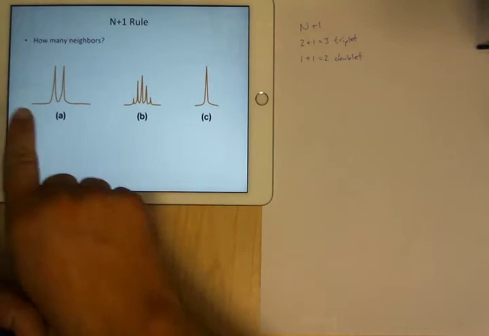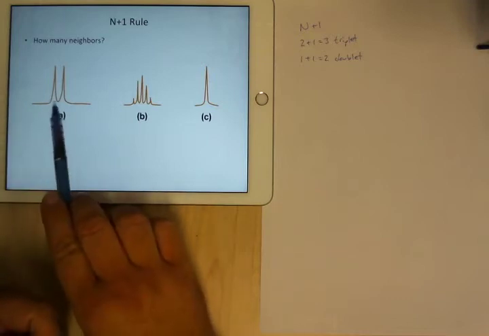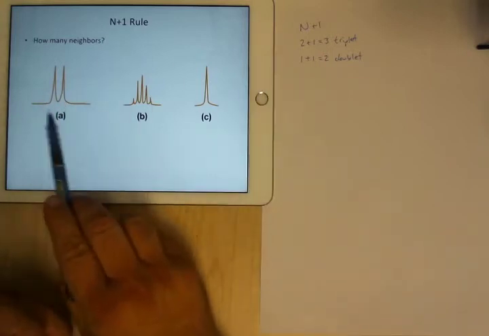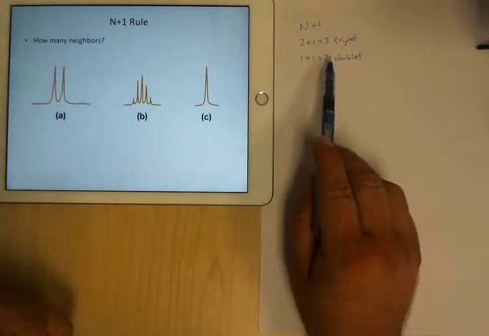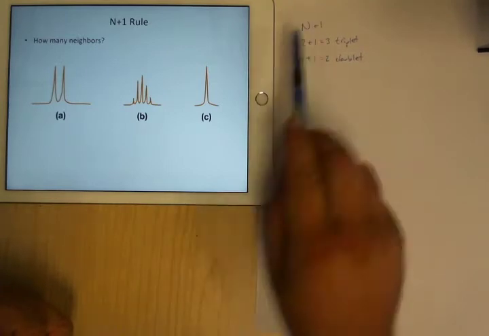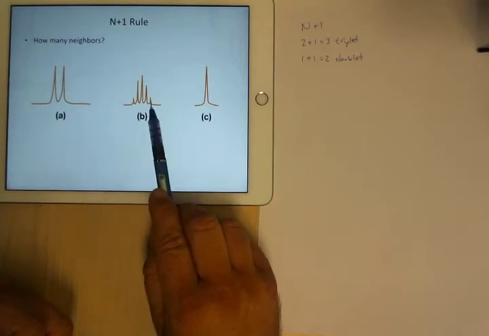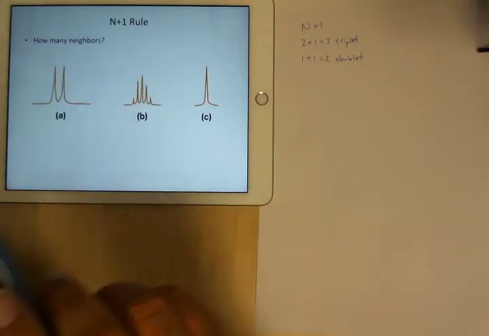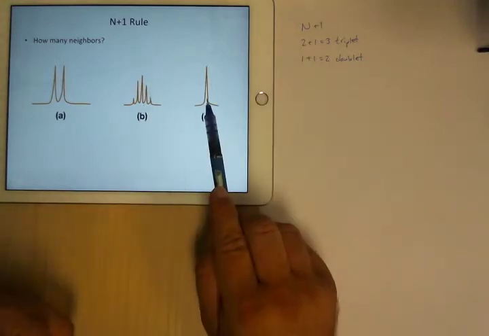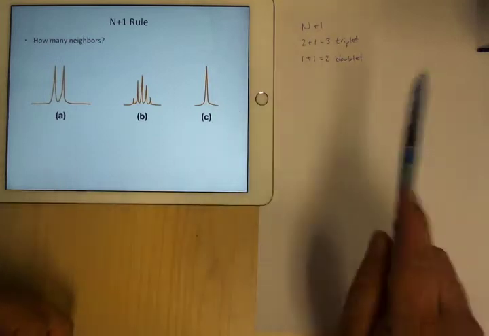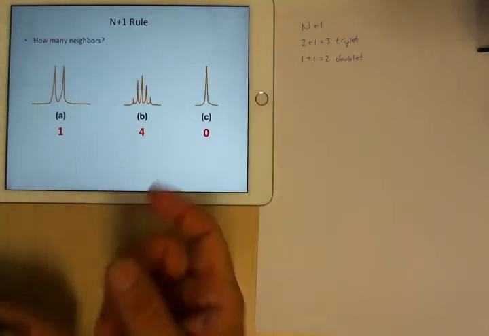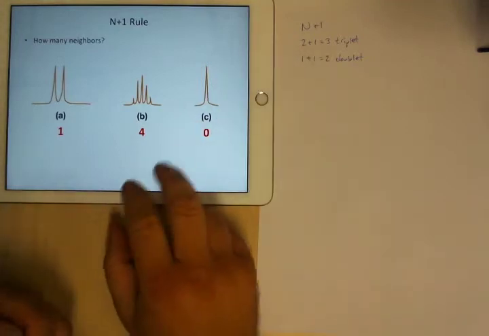So we ask how many neighbors are on here. You have a doublet, so what plus 1 equals 2? Well, that better be 1. So we're solving for the n. Here it's 1, 2, 3, 4, 5, so what plus 1 equals 5? Well, that better be 4. If there's one signal, what plus 1 equals 1, then you have 0 neighbors. Remember, the splitting is talking about neighbors.